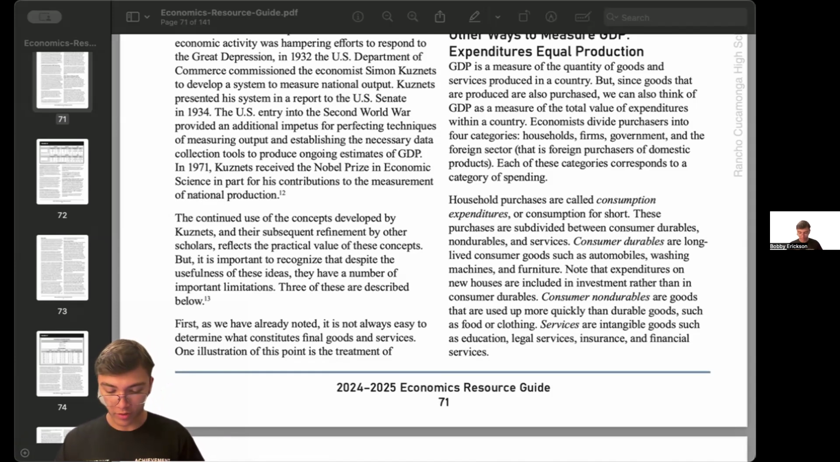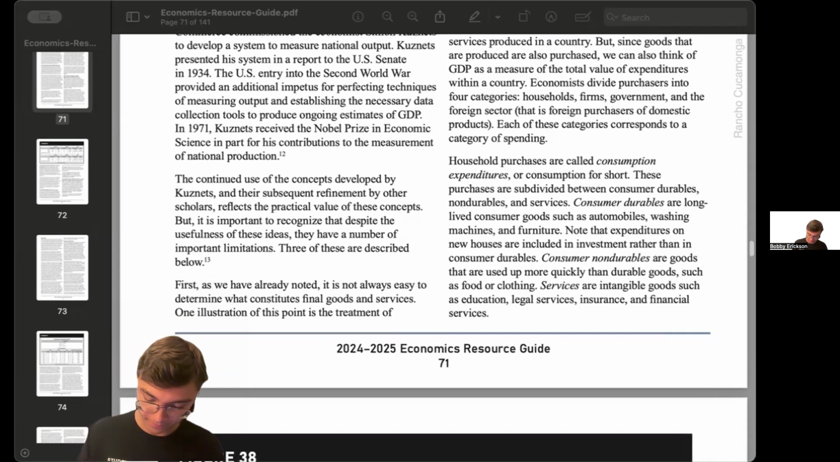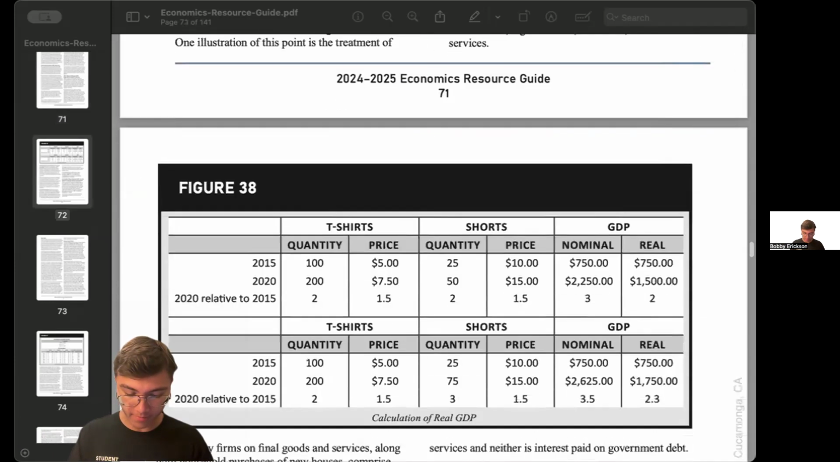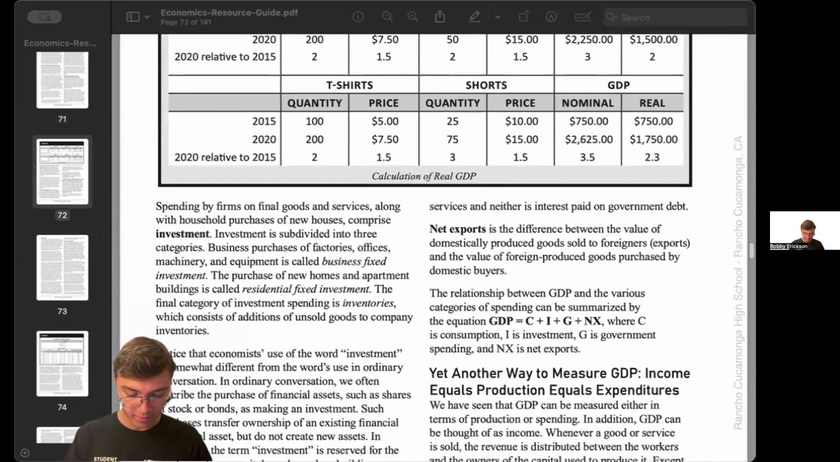Now, consumer non-durables are those goods that are very easily used up. So food and clothing. And then we have services, which are things like education, legal services, insurance, and financial services. So all of the jobs that someone might have from a household are services that they are providing to people. So they might provide education or they might provide legal services, insurance, and financial services, which are all things that come from the household here.